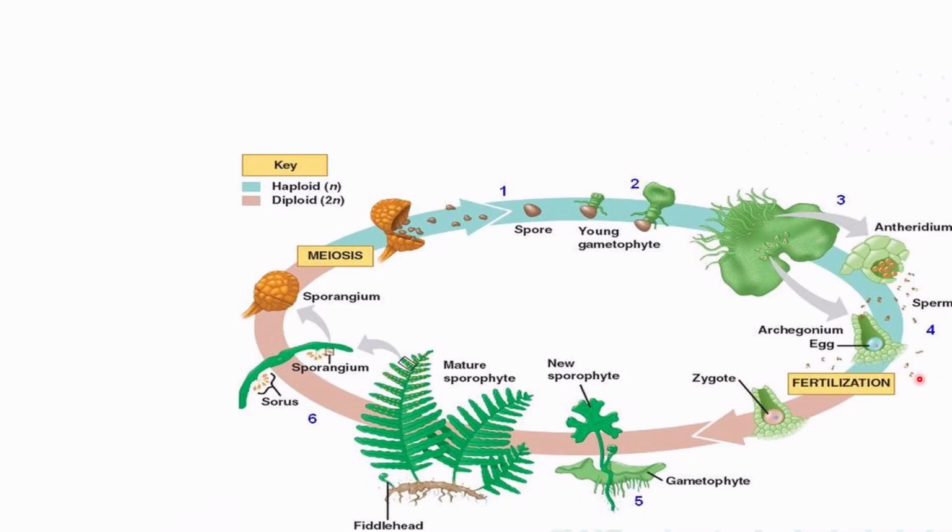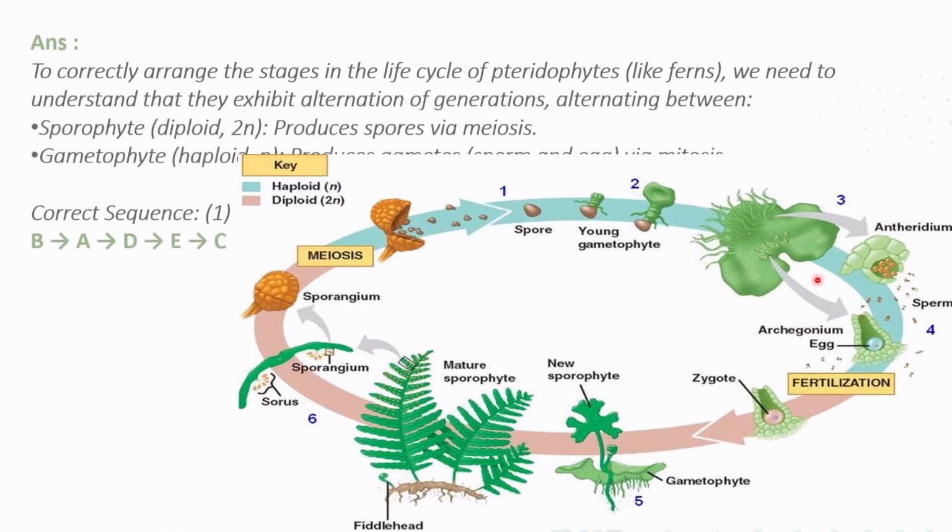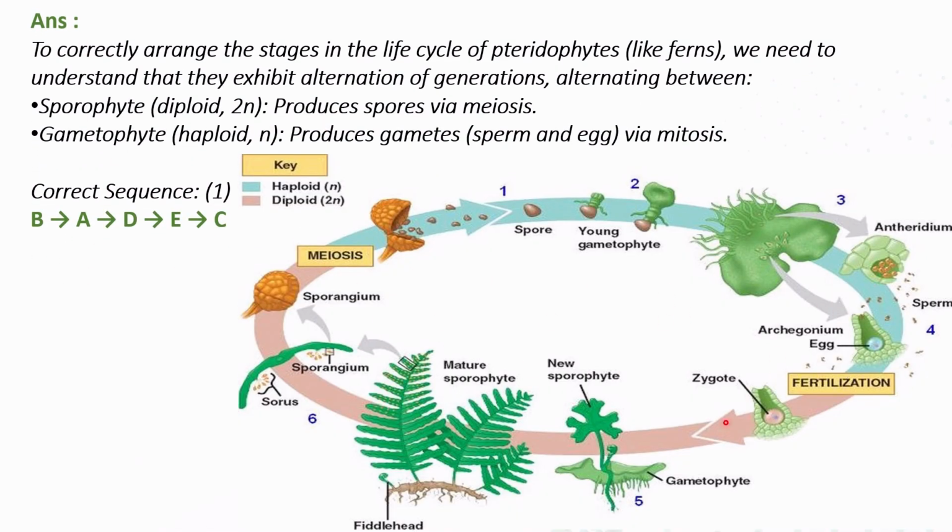So this is the whole life cycle of pteridophytes. It happens like this in every pteridophyte. According to the question, they have given so many options. In those options you can see meiosis first, then the formation of spores, then the formation of antheridia in the gametophyte, then the transfer of sperms into the archegonium in the presence of water, and then fertilization. So if we see the order from the options, the correct sequence is option 1.